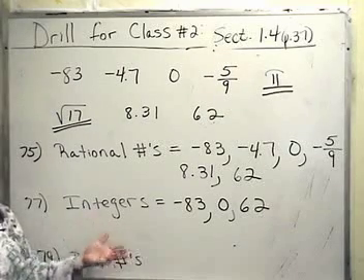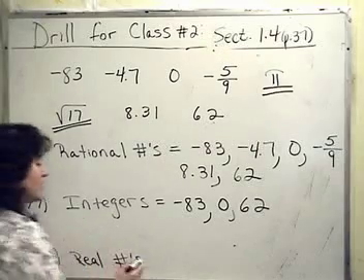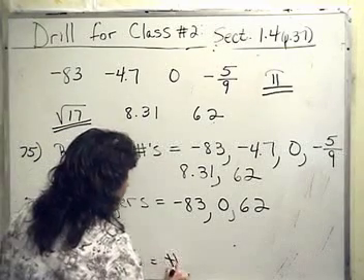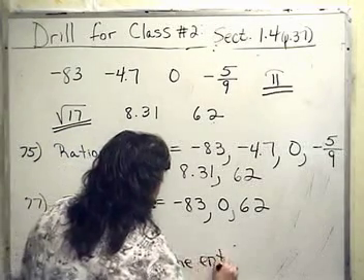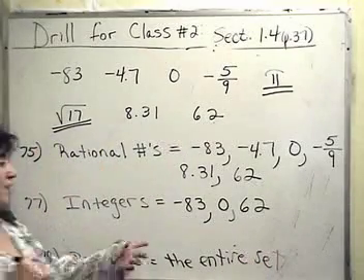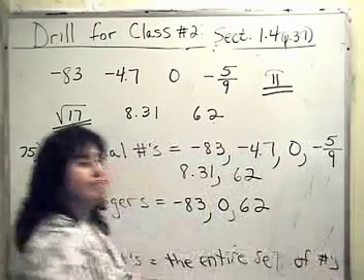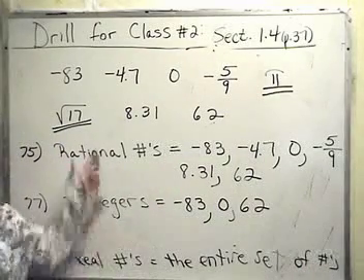Include the rational numbers, include the irrational numbers. Therefore, the answer to real numbers is the entire set of numbers. I'm just not writing the numbers. You can do that.